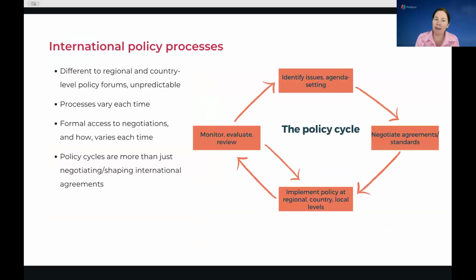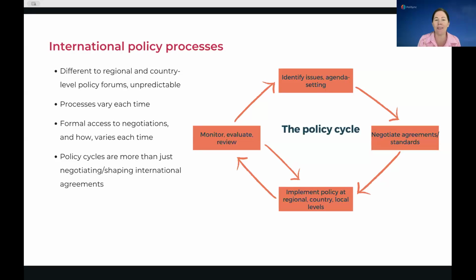So when we talk about international policy processes or international negotiation forums and settings, what exactly are we talking about and what is important to look at? It's quite different compared to policy forums and negotiation forums at country levels, even at regional levels, which are much more predictable and easy to predict the process, the format, the modalities, how you can engage, whether you can engage, all of that sort of thing.